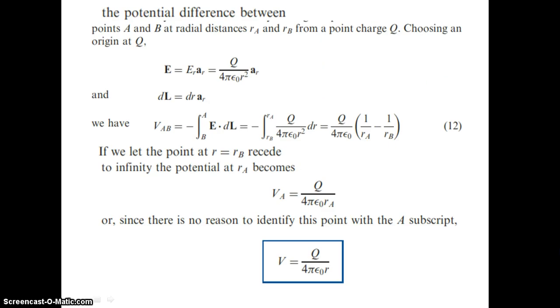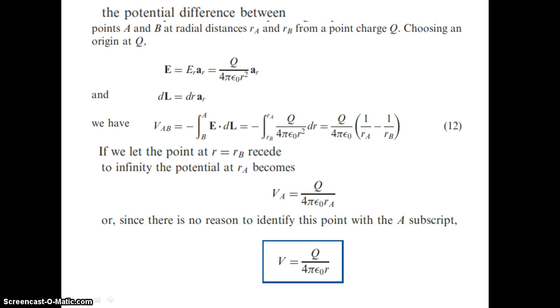Now consider the potential difference between A and B at radial distances RA and RB from a point charge Q. The electric field intensity due to a point charge is Q by 4 pi epsilon 0 R square AR. Consider the differential element dl equal to dr AR. So VAB equals minus the integral from B to A of E dot dl, moving from radius RB to RA, of Q by 4 pi epsilon 0 R square dr, which gives Q by 4 pi epsilon 0 into 1 by RA minus 1 by RB.